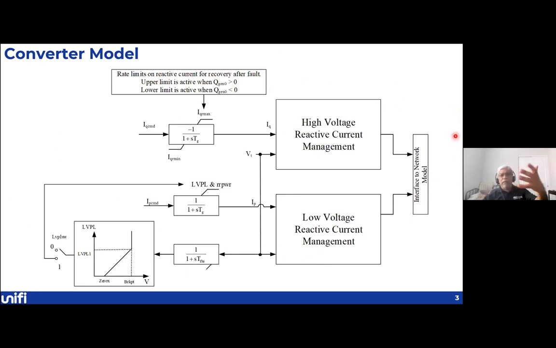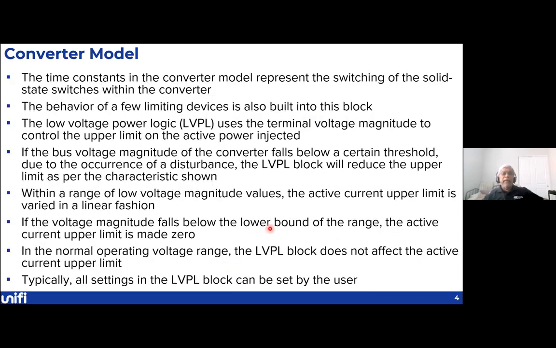You see there are the IQ and the ID currents, which are IP command and IQ command, which are injected. Then you have a high voltage reactive current management and a low voltage reactive current management. In this particular case, it controls the current limit. The time constants in the model that I just showed you essentially represent the switching of the solid state switches within the converter.